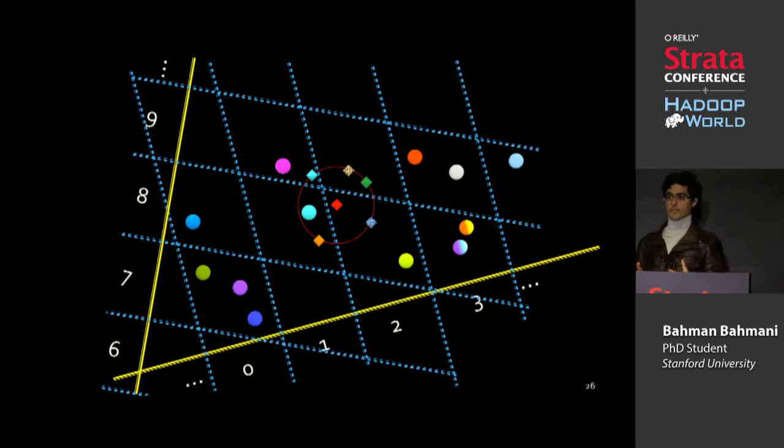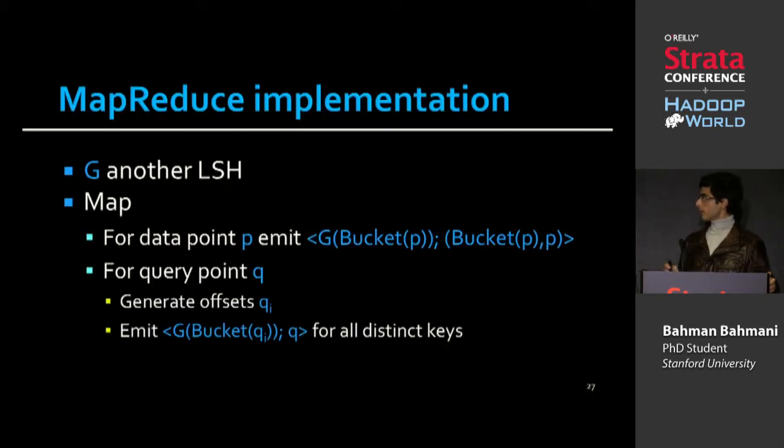Because that's what locality-sensitive hashing does, right? Sending near stuff to the same buckets, in this case reducers, and sending different stuff, in this case different buckets, to different values, in this case different reducers. So that gives the following algorithm. Pick another locality-sensitive hash function G, and let the map do the following. For each data point P, the map outputs G of bucket P as the key, and the bucket of P and P as the value.